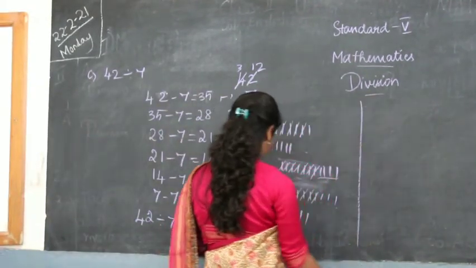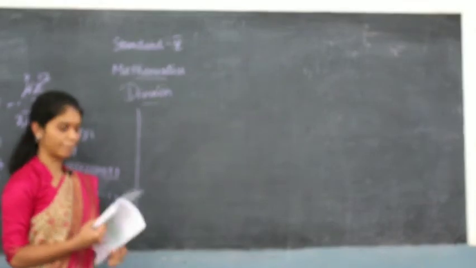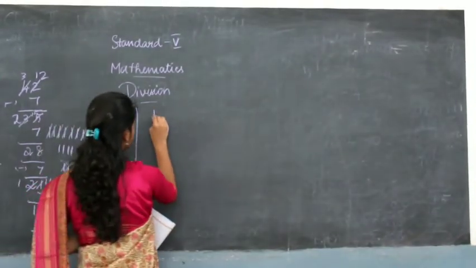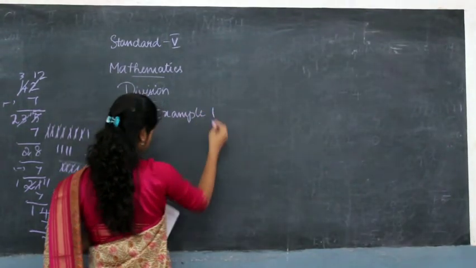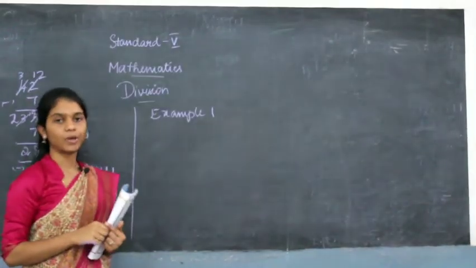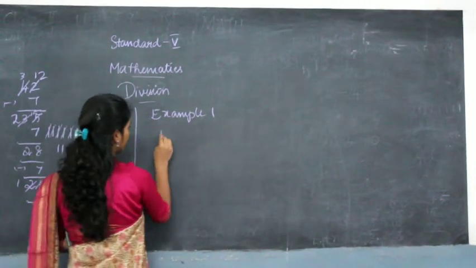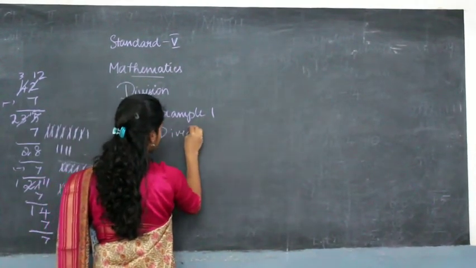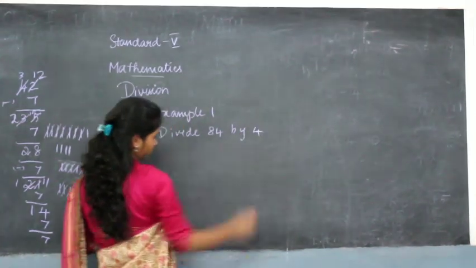Okay. Now we are moving on to division by algorithm method. Okay, standard algorithm method. Example 1. What they have given, we have to divide 84 by 4.